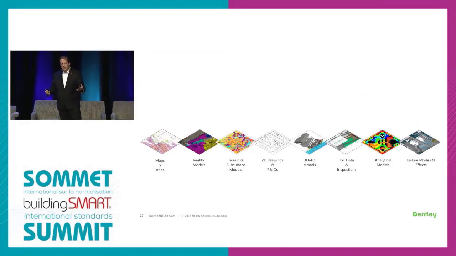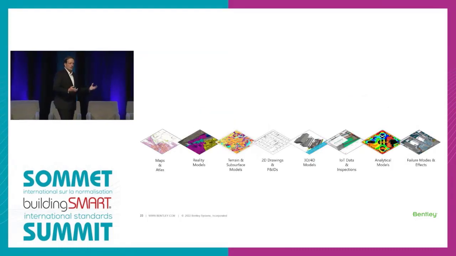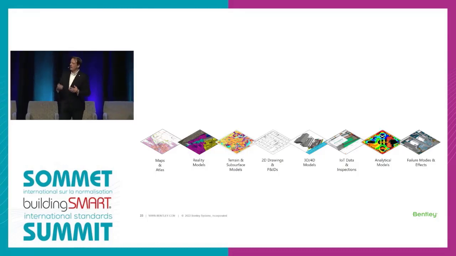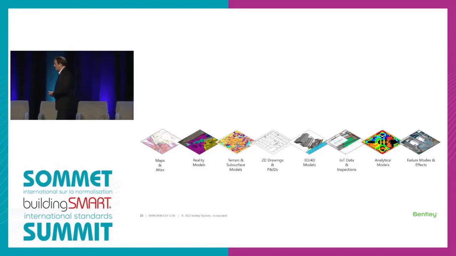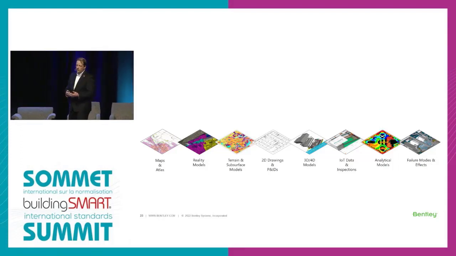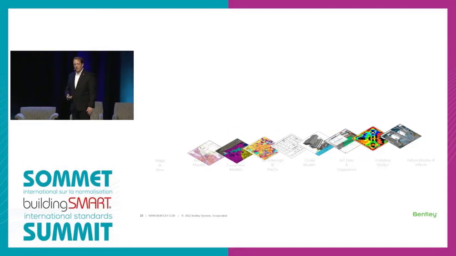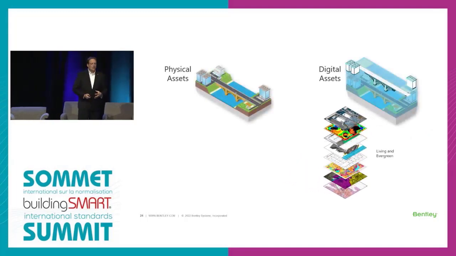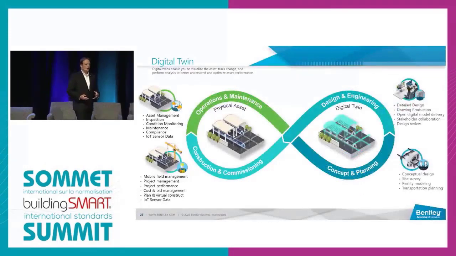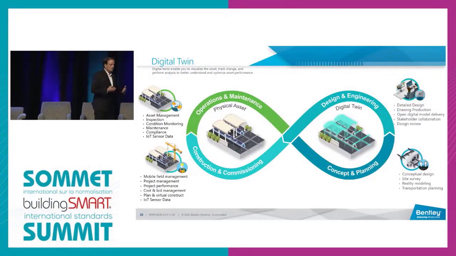So in a world where digital twin is not used, you have all these silos where you have the maps, the reality models, the reality capture, the terrain, the 3D models, the analytical models, the failure modes, all of that sort of isolated, right? What you want to do is bring all of it together and have an evergreen, living view of the world, the digital twin.